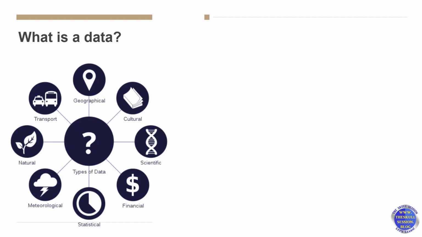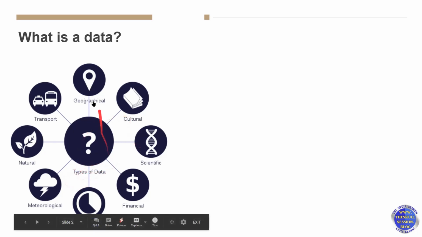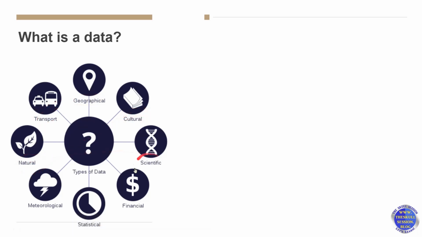Now the big question is, what is a data? In this diagram, you can see different types of data. So data can be geographical, transport, or cultural, natural, or scientific. So these all are data, but in the field of study or in our research, what is counted as data are only those information which are useful for our study.